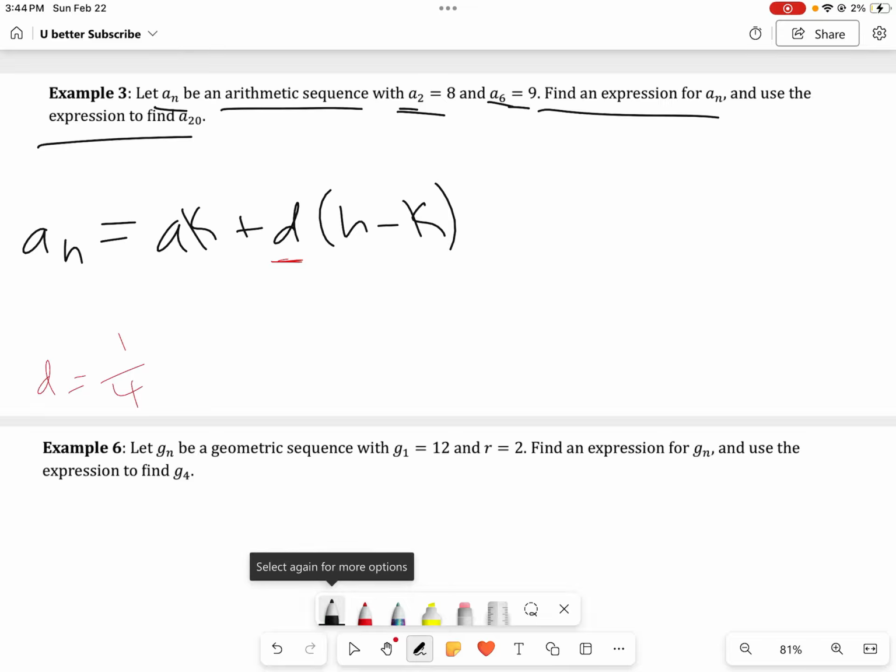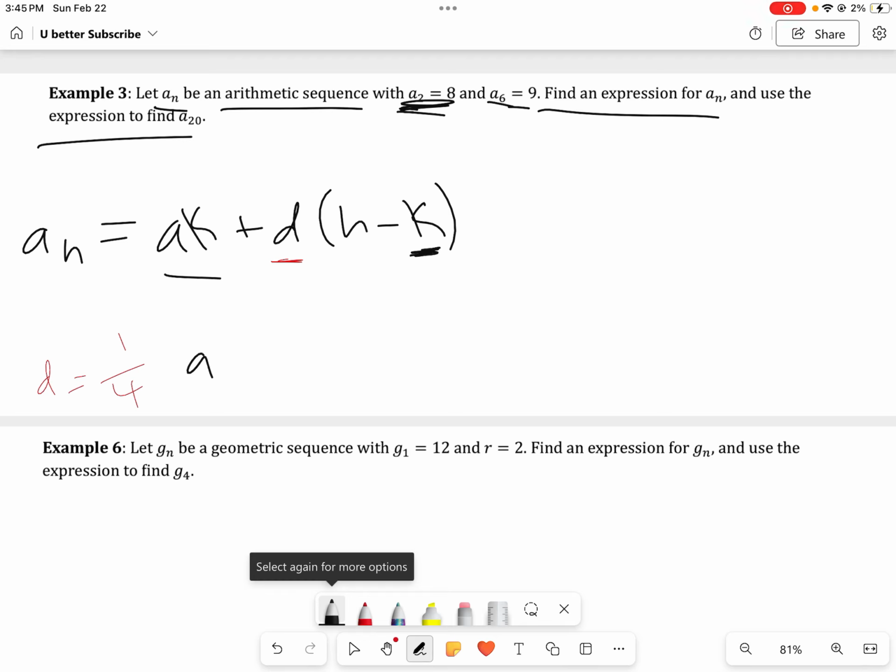Now let's get the other ones. A of n is just going to stay because that's what we're solving for. A of k is just a term. So let's go ahead and use this one. We know that A of k is going to be 8, and we know that the corresponding value of k is going to be 2, because A2 is 8.